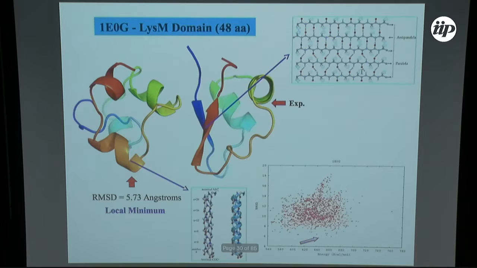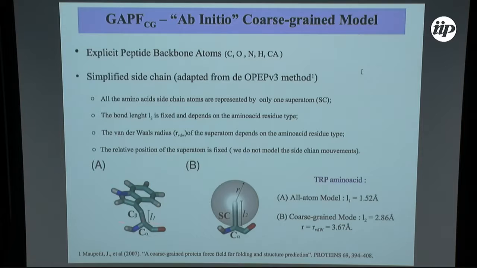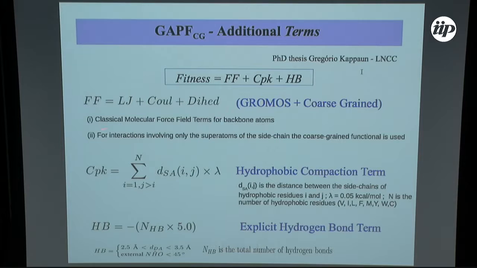And another problem with the strategy was the difficulty to reproduce beta sheets, probably because of the sidechain atoms that are moving, and we have clashes, and for the algorithm it's very hard to form beta sheets. So we moved to a coarse grain strategy, where the sidechain is now represented by a super atom using the OPEP version 3 method. It's a hybrid strategy where we use the classical force field GROMOS for the backbone atoms, the coarse grain only for the lateral chain, and we introduce two other terms, a hydrophobic compaction term and an explicit hydrogen bond term with angle constraints.